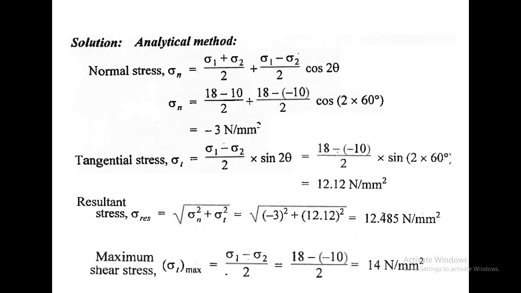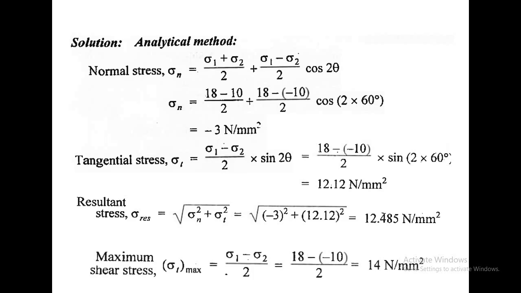And for the analytical solution for this case, we are going to use the normal stress formula: sigma 1 plus sigma 2 by 2 plus sigma 1 minus sigma 2 by 2 into cos 2 theta. Substitute all the values, you are going to have minus 3 Newton per millimeter squared. Same thing, tangential stress: sigma 1 minus sigma 2 divided by 2 into sin 2 theta. Substitute all the values, you are going to have 12.12 Newton per millimeter squared.